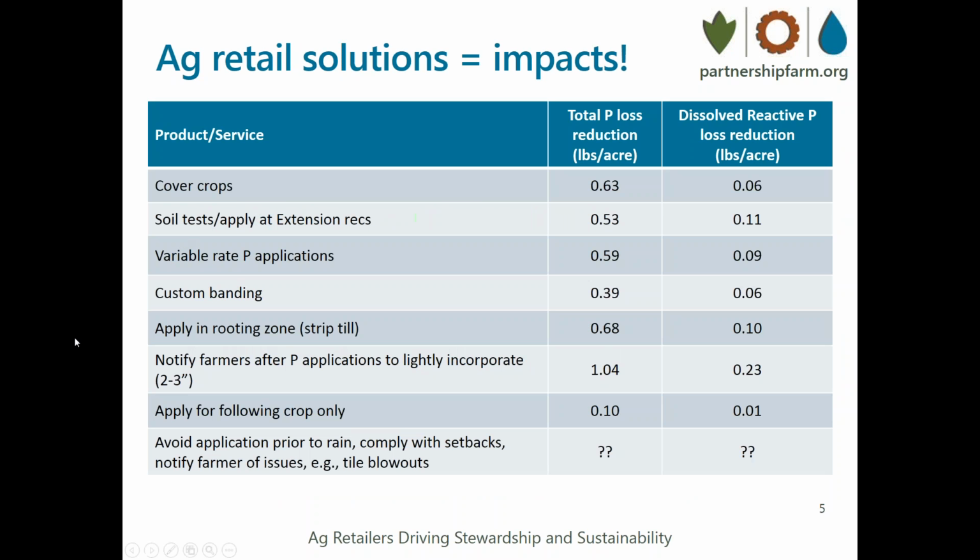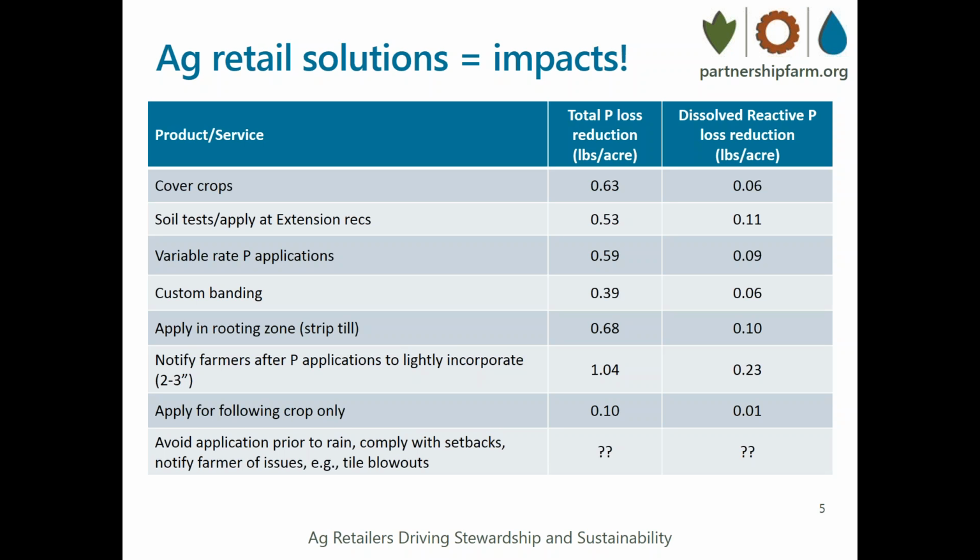Next slide. Ag retailers have valuable products and services which can keep phosphorus on cropland and out of waterways. Here's a list of some of those, along with some very rough average reductions in losses based on published studies. There's lots of variability in the published numbers based on soil type, slope, proximity to surface water, and other factors, but these rough averages give us a sense of where we can likely make a difference. Cover crops, soil testing, grid or zone sampling, variable rate application, and custom application are all revenue generating opportunities for ag retailers that also reduce phosphorus losses.